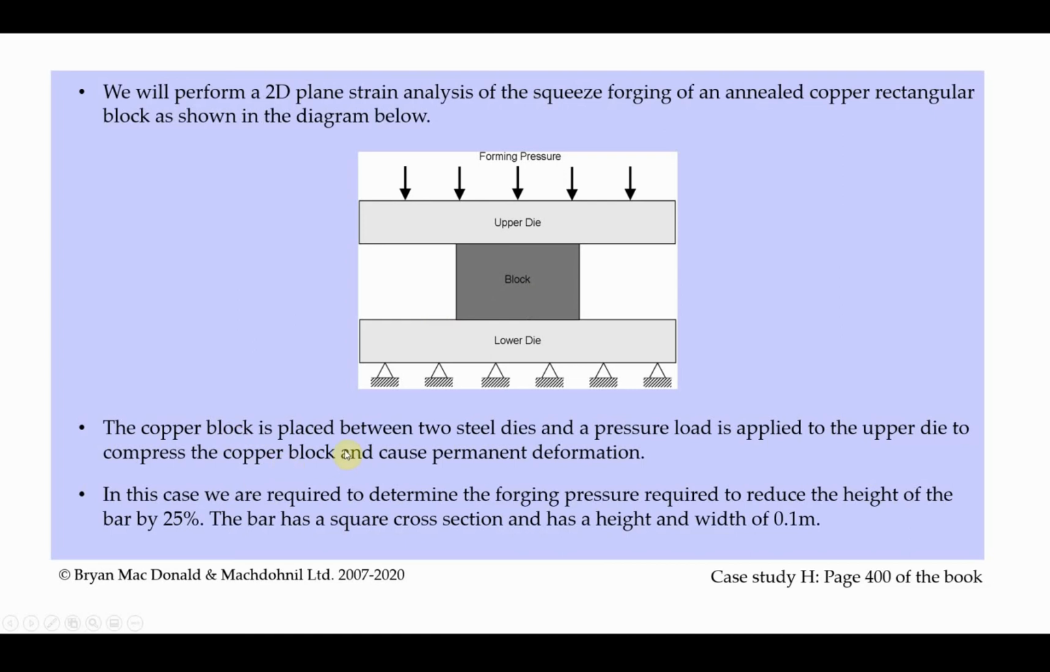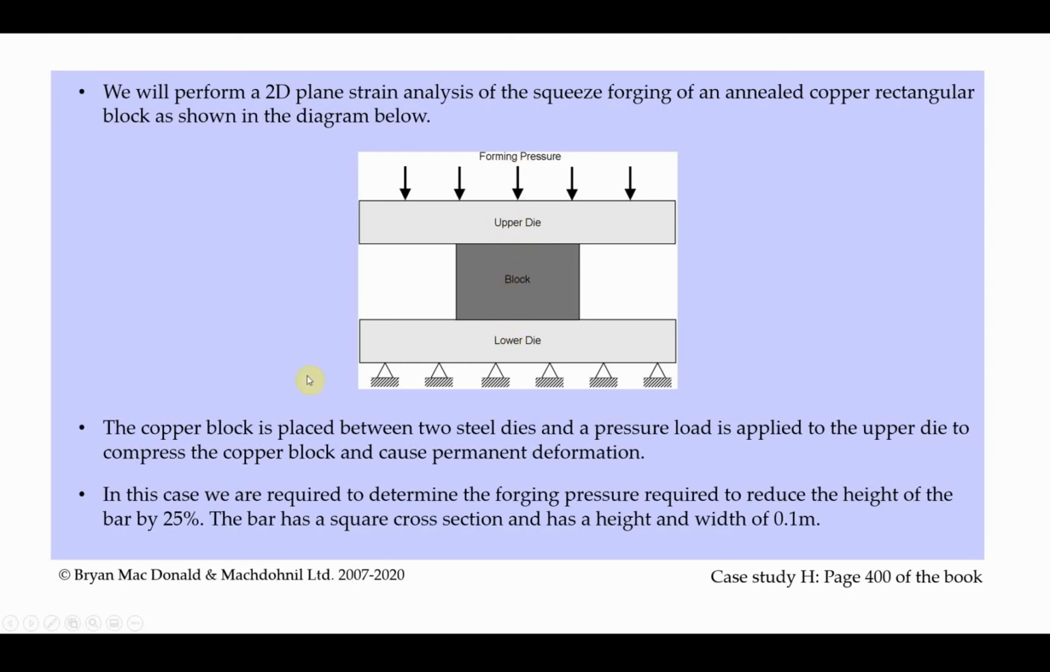So the copper block is then placed between two steel dies, and a pressure load is applied to the upper die to compress the copper block and cause permanent deformation. Our lower die is fixed here, so it's on a very solid bed, and the top die has got a forming pressure applied to push it down and to squeeze this block in between the upper die and the lower die.